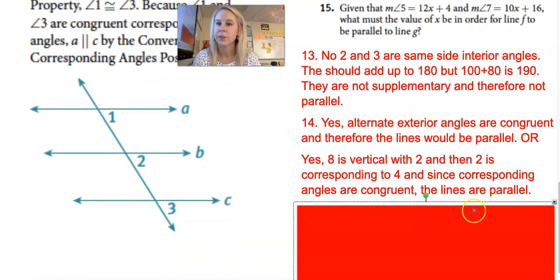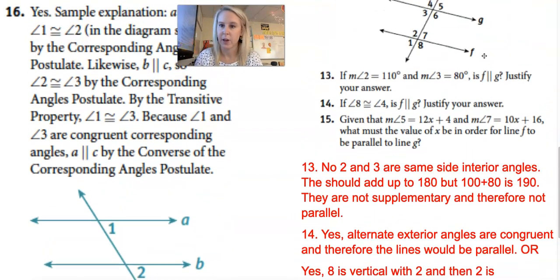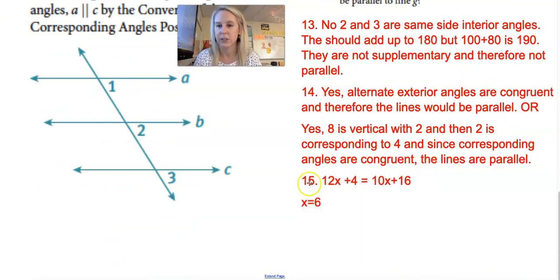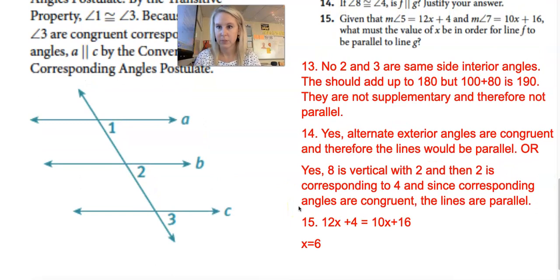Last but not least, 5 and 7, what's the value of x for them to be parallel? So 5 is an exterior angle, 7 is down here, it's a corresponding angle. We know corresponding angles are congruent, so you would set the equations equal to each other, you would solve and get x is 6. So x being 6 would make the lines parallel. Okay? If you have any questions on those, please let me know.